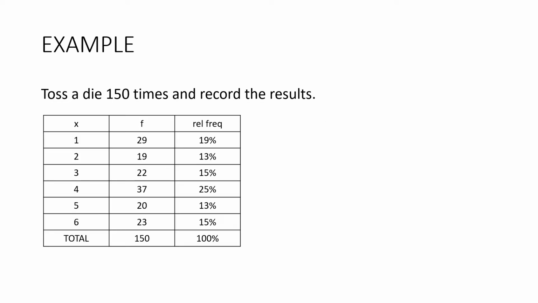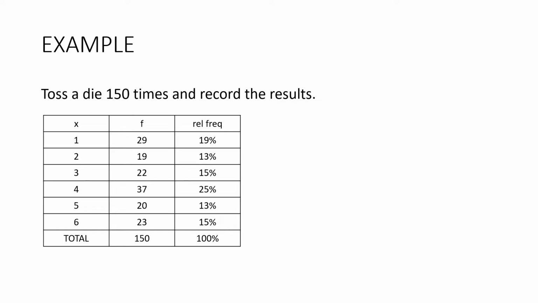Let's look at an example. I toss a die 150 times and record the results. So in my table I have the outcomes 1, 2, 3, 4, 5, 6. F stands for frequency, so how many 1s occurred, how many 2s, 3s, etc. And relative frequency is experimental probability. So to work this out we do 29 out of 150 and then times by 100 to make a percent. And all of these relative frequencies should add up to 100%.